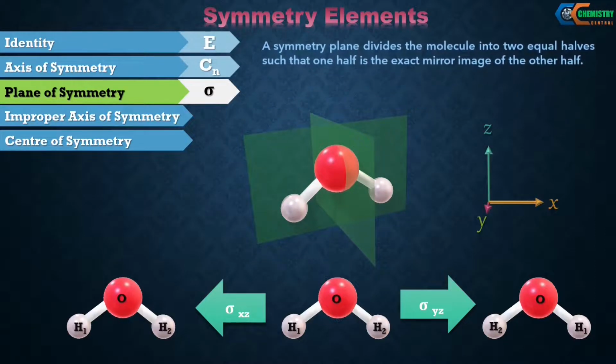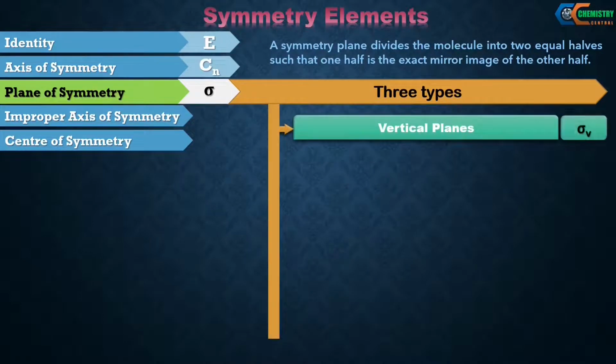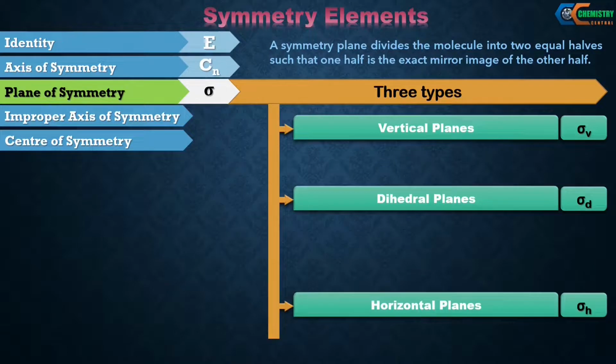The symmetry plane may be of three types: vertical planes represented by sigma v, dihedral planes represented by sigma d, and horizontal planes represented by sigma h. The planes which are parallel to the principal axis are called vertical planes.